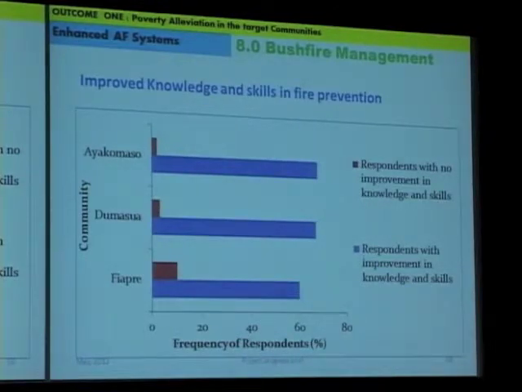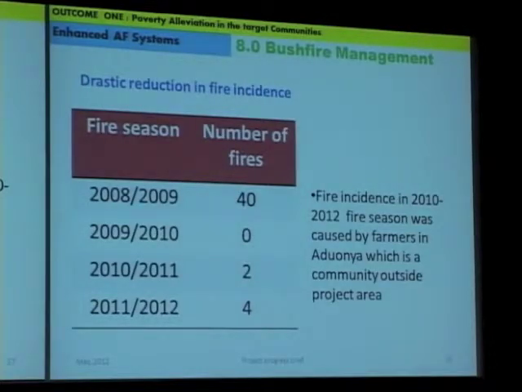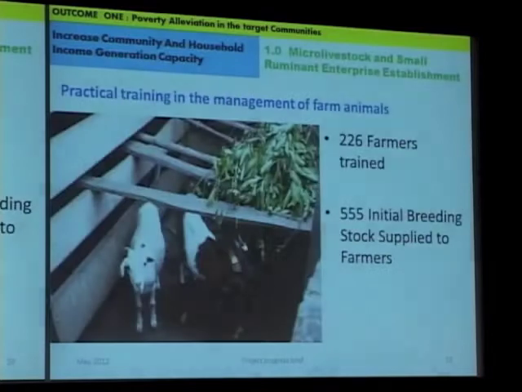And that is the distribution of fire prevention within the areas. Right from Ayakumaso, Domesia, and then Fiapre. In the beginning, you could see respondents, people who said their farms have now been improved in terms of knowledge and skills. And those who said that, yes, with the improvement in knowledge and skills, their farms have now been also improved in blue. And that is a very tremendous one. If you look at this distribution, 2008 to 2009, when the project started, fire frequency was about 40. It has reduced barely to just 4 because of the project.